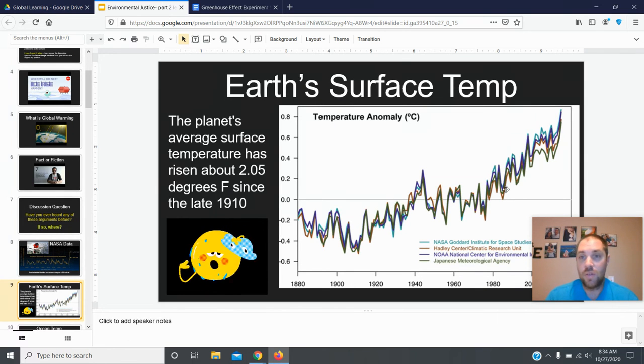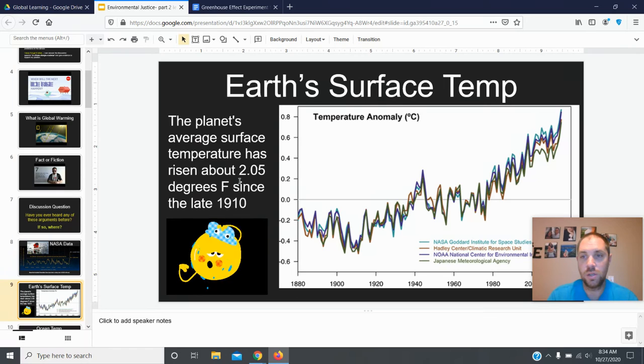They've also got a graph here from NASA showing the temperature change of the Earth. They use satellites to record the temperature of the Earth very accurately. They have many other ways of recording the Earth's temperature. But they're saying that from 1910, the planet's average surface temperature has risen 2 degrees.